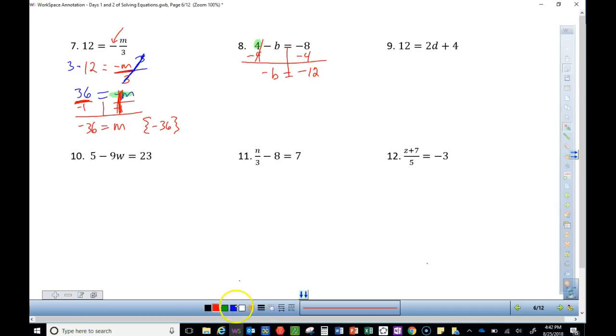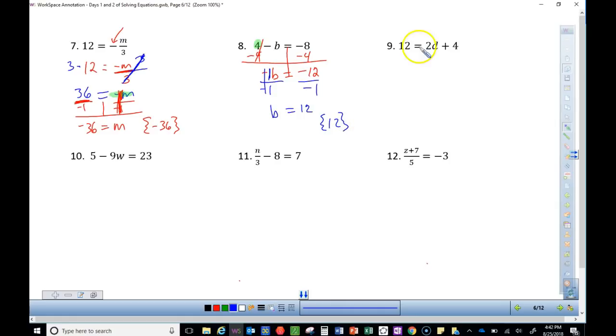Now remember, -b means we have a -1 multiplying to a b. To get rid of multiplying, we'll divide by that number. So negative divided by negative makes positive 1, so b equals negative 12 divided by negative 1, gives us positive 12.